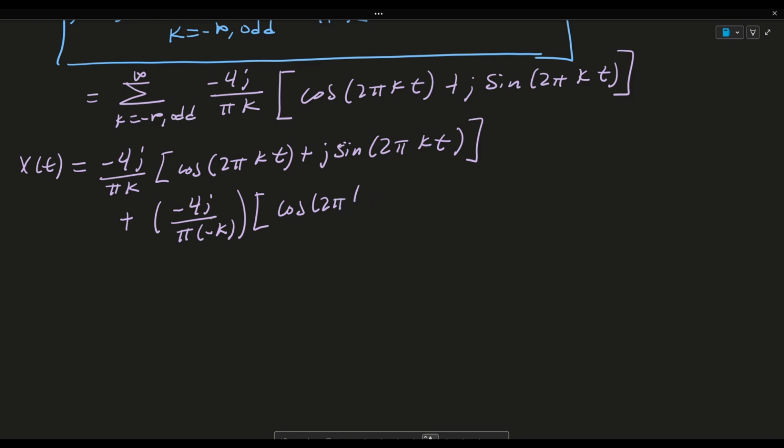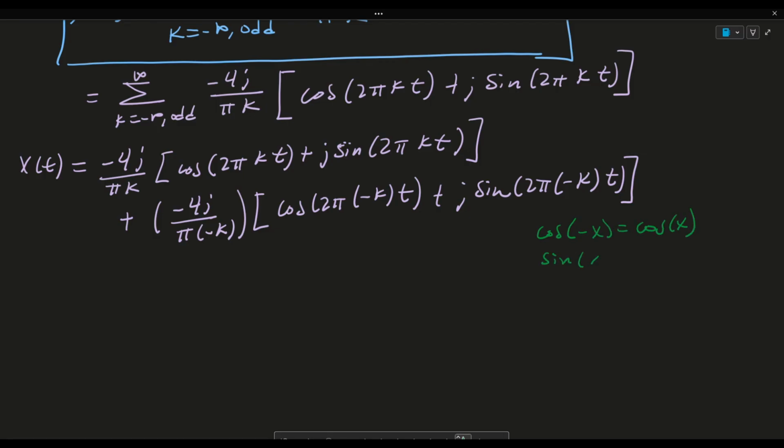Actually, 2 pi negative kt plus j sine 2 pi negative kt. All right. So I'm going to use a rule that says that cosine of minus x is the same as cosine x, and sine of minus x is equal to minus sine of x. So then this simplifies, right?